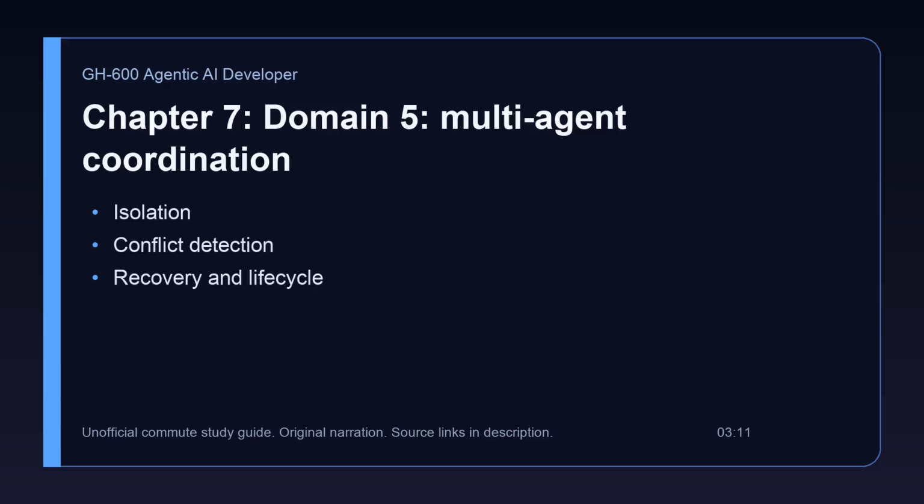The exam will likely reward answers that balance parallel speed with isolation and review. The wrong answer is a pile of agents with shared write access and no coordination. The right answer is clear ownership, isolated execution, inspectable artifacts, and conflict resolution.